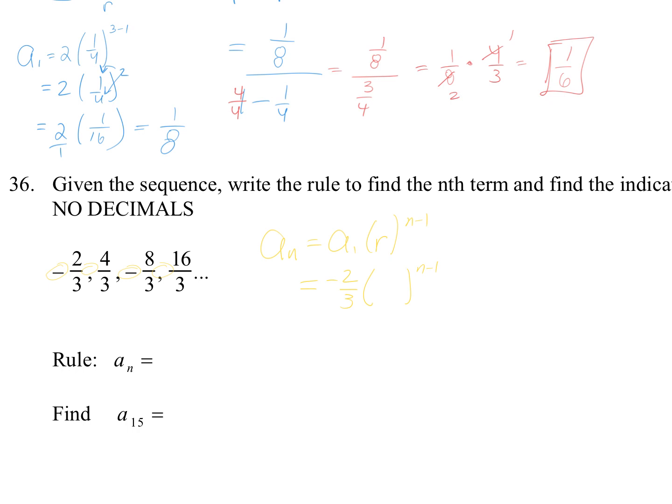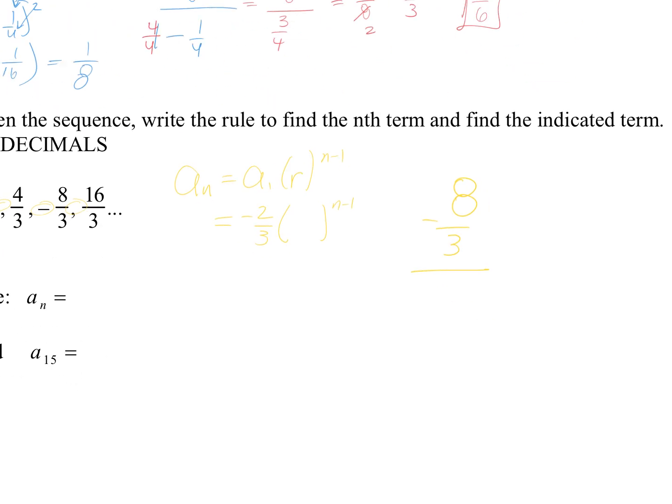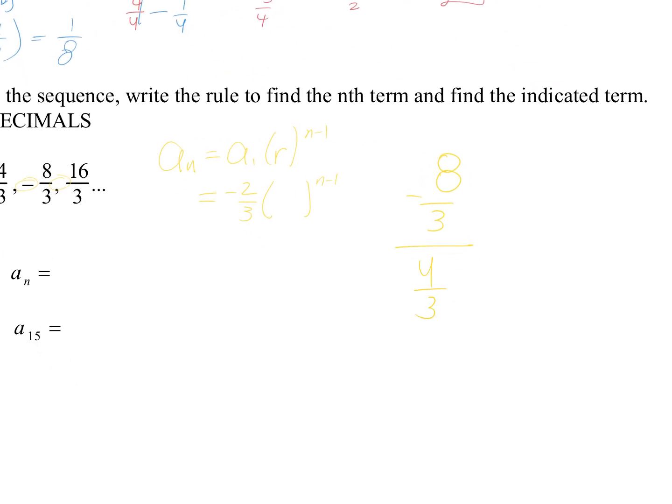Take any term, second divided by the first, third divided by the second, whatever. I'm going to take negative 8 over 3 and divide it by the one in front of it, 4 over 3. When you divide fractions, you keep, change, and flip, correct? Yes? Okay, so what happens here? These 3's cancel. Negative 8 divided by 4 is negative 2. So your common ratio is negative 2.